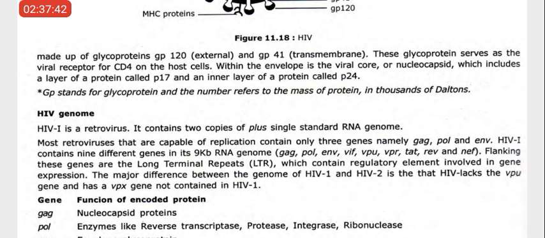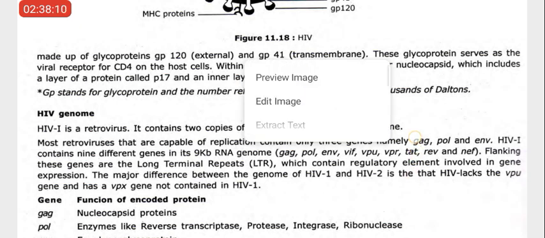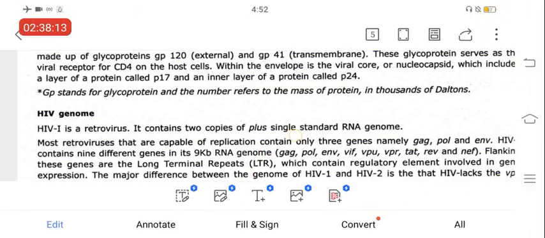Most retroviruses that are capable of replication contain only 3 genes, namely gag, pol, and env. HIV-1 contains 9 different genes in its 9 kb RNA genome. Flanking these genes are the long terminal repeats, which contain regulatory elements involved in gene expression. The major difference between the genomes of HIV-1 and HIV-2 is that HIV-2 lacks the vpu gene and has a vpx gene not contained in HIV-1.